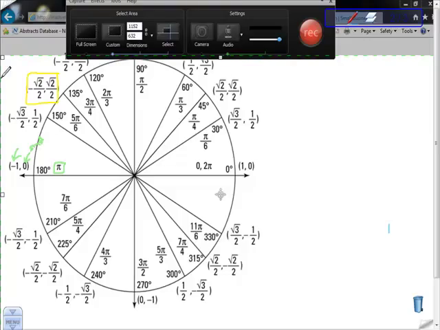Hopefully you have it memorized, but if you don't, you go to your unit circle, and here is pi sixth, and cosine of pi sixth, right? Remember, on the unit circle, the x value is the cosine value, and the y value is the sine value. And while we're here, we're going to need this one too. So we have square root 3 over 2 and 1/2. So let's go back to our work.